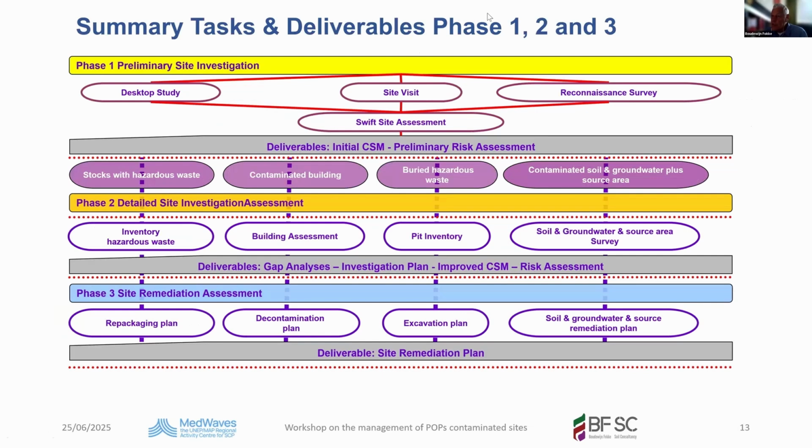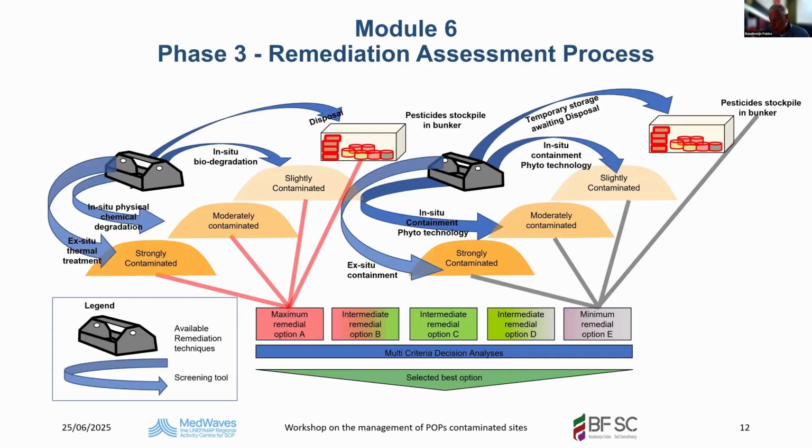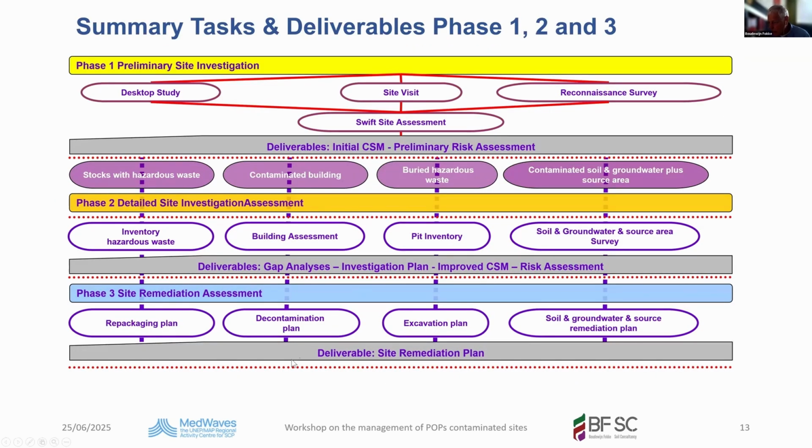Okay. So this is a summary of the deliverable of phase 1, 2, and 3. I showed you earlier this part, but now we come to the next part, phase number 3, and the repackaging plan, the combination plan of the building, excavation plan of the pit, and the soil and groundwater remediation plan, describing the best remedial options which has been selected by this method. So here, the best option is then being designed in the remediation plan. The remediation plan is the description of the selection and the more detailed description of the selected one.